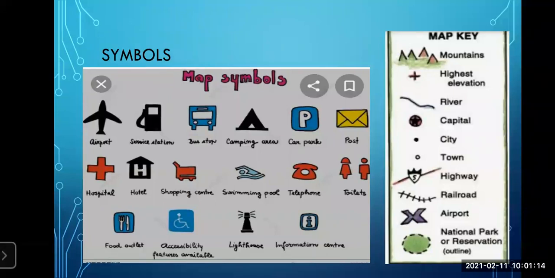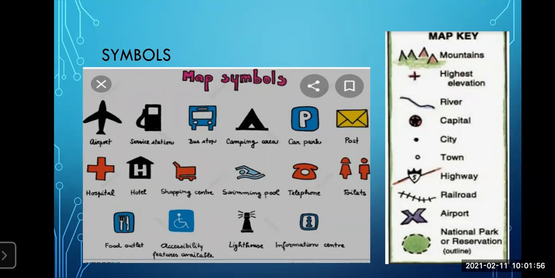Then food, how it is given. Then accessibility, available. Then lighthouse, now this type of symbol is shown. Information center, it is shown by I. Now, most of the time, these particular symbols are used, which are shown in your map key. Most of the time we don't go with all the symbols, so many symbols are presented over here, but we mostly go with a few symbols which are most used. You can see here in the next slide of map key.